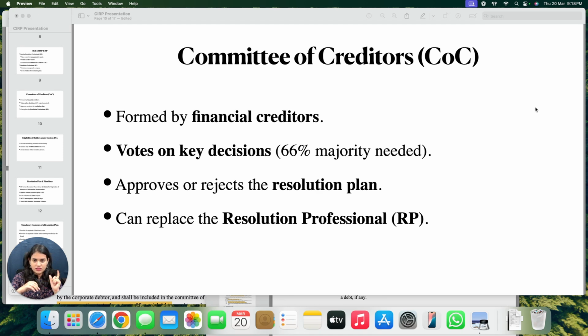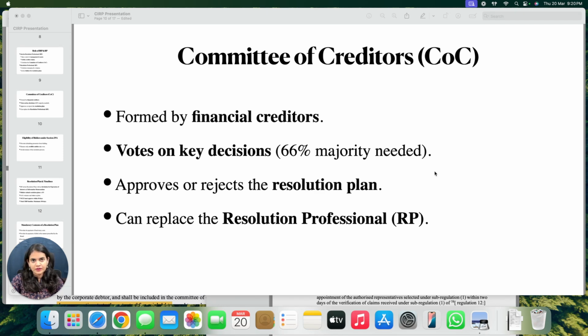The CIRP regulations provided by the IBBI state that the 18 largest operational creditors, or if there are fewer, all of the operational creditors, and one representative of employees and workmen, will be made part of the committee of creditors.